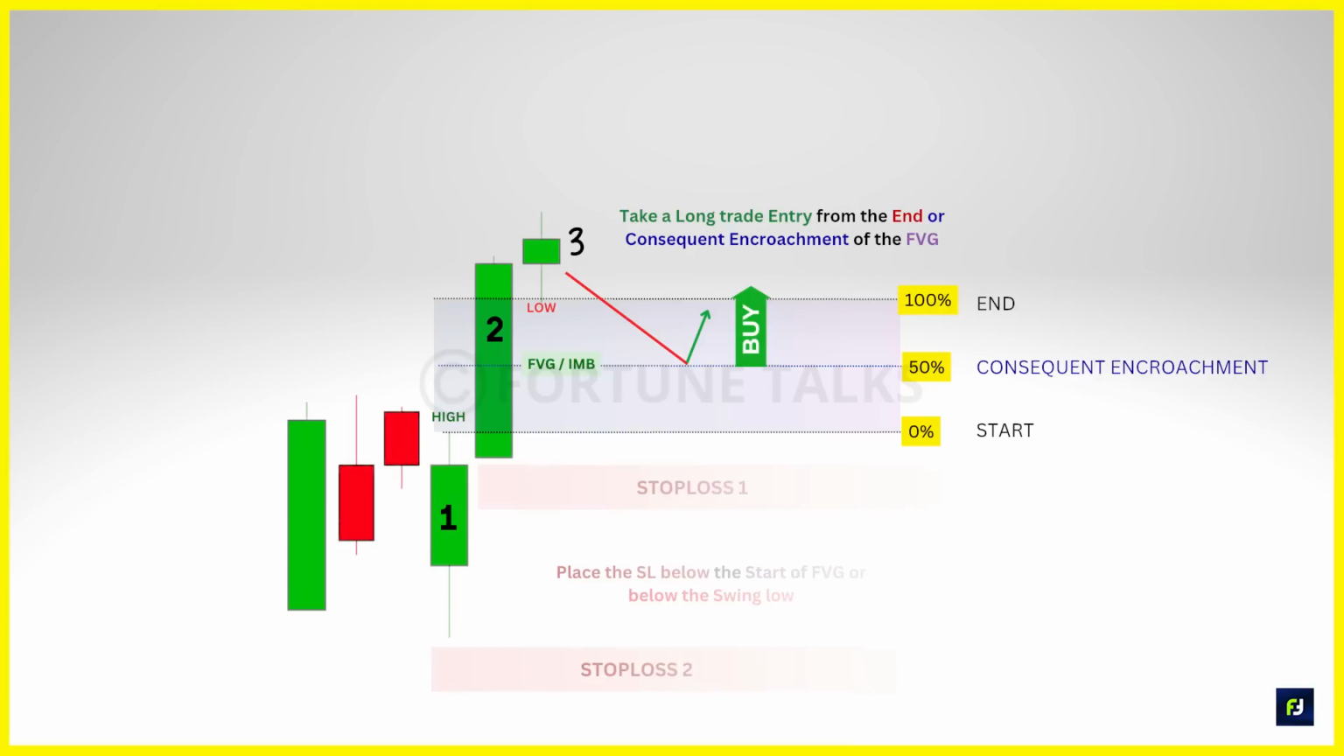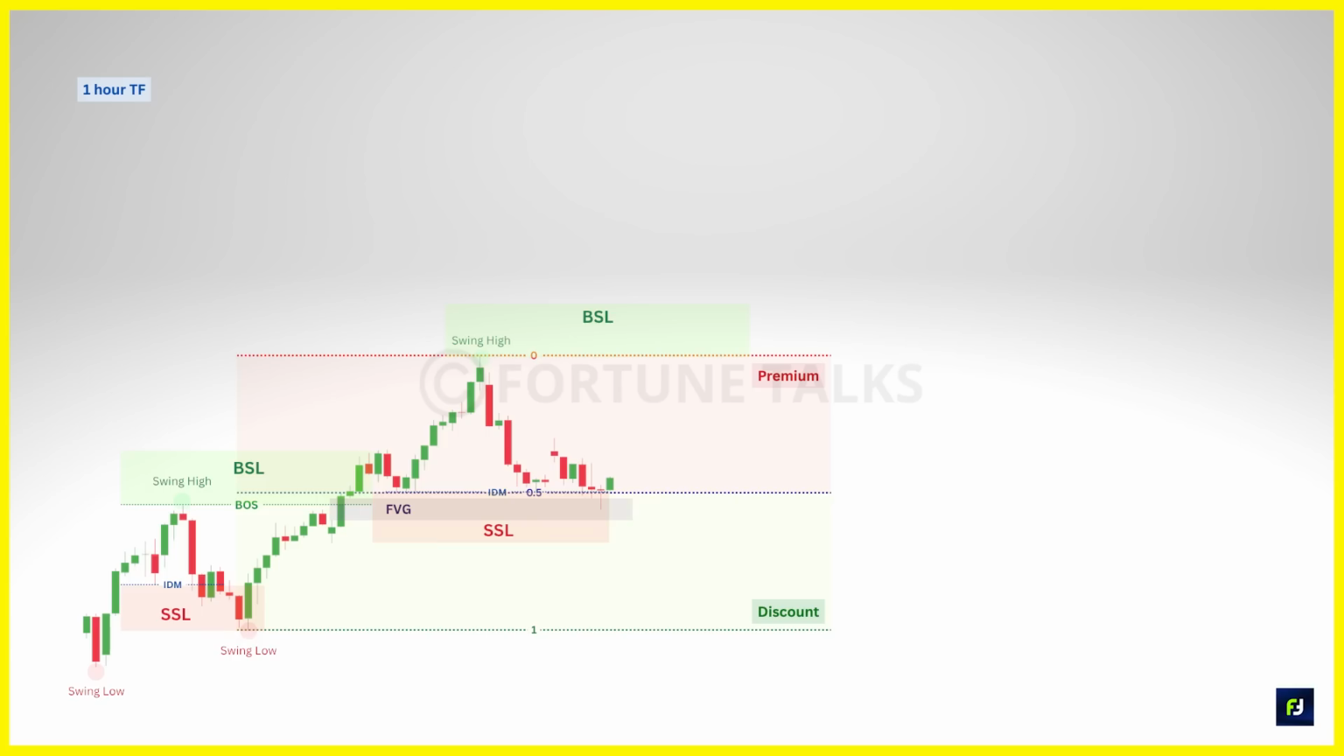level. You can then set your stop loss below the low of the fair value gap or even below the lower swing level. Our profit target would be the next draw on liquidity, which in this case is the previous swing high where buy-side liquidity is present.